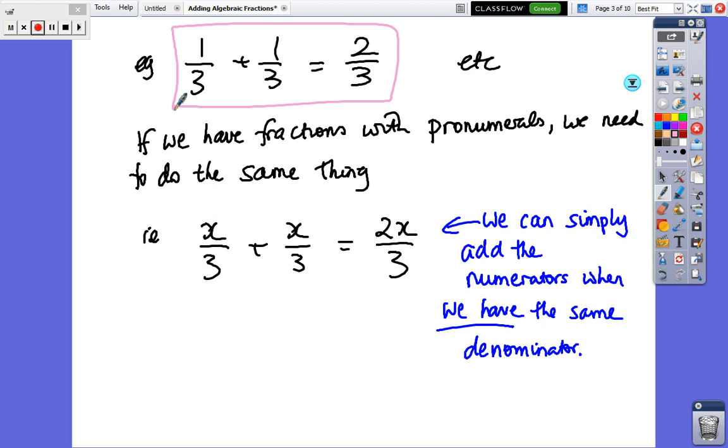So if we have fractions with pronumerals, we do exactly the same thing. So we look at this sort of question here, the first one. The denominators are both 3, so the denominator is going to have a 3, and then we just go x plus x is 2x. So if you have a third of an x plus a third of an x, you have 2/3 of an x. We can add the numerators when we have the same denominator. Okay, so copy that down and come to the next slide when you're ready.